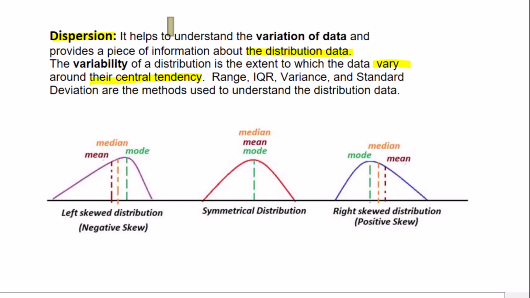Let's look at these three different kinds of distribution of data. This one is very familiar to us. It's a symmetrical distribution, which means the mean, median, mode are equal to each other. This one we call the left skewed distribution or negative skew. Mean, median, mode are not the same. Here we have a right skewed distribution or positive skew. Mean, median, mode are not the same either.